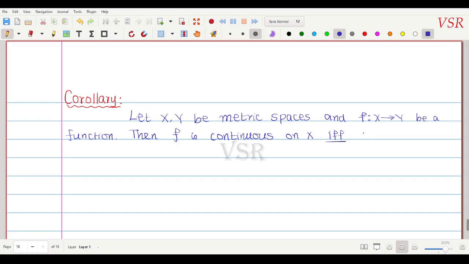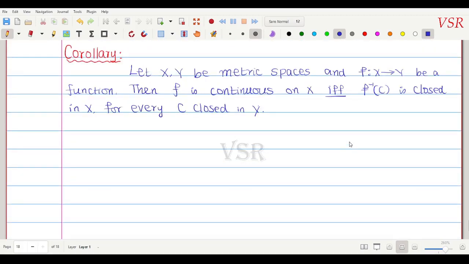f inverse of C is closed in capital X for every C closed in capital Y. If we take a closed set in Y, then its inverse image will be closed here. Okay, so this is the theorem. So let us go for a proof.